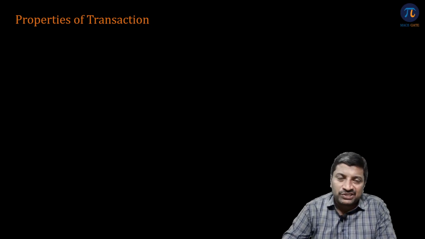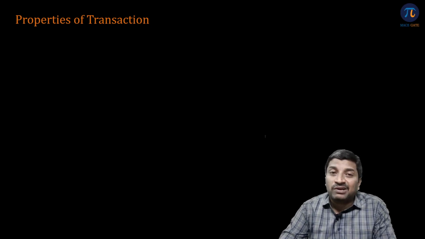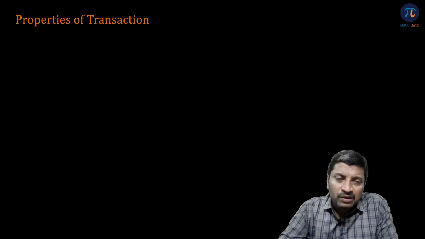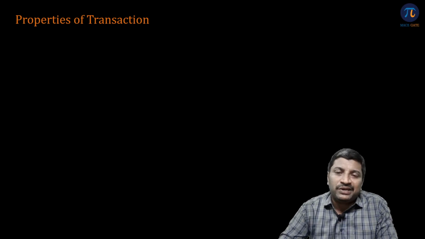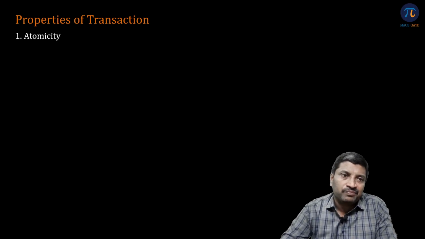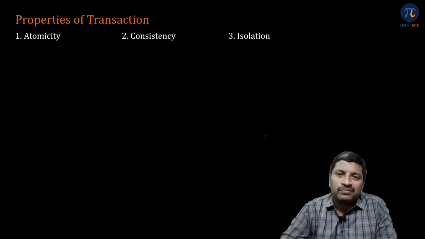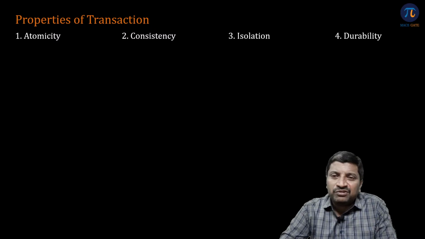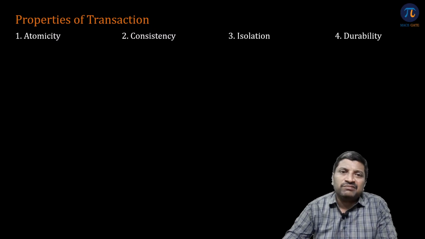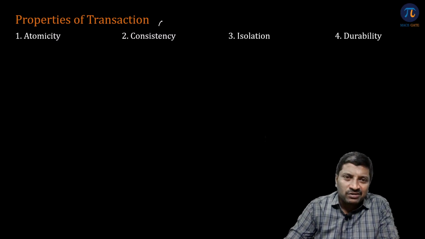Properties of transactions. What are the properties of transactions we must ensure when we are doing a transaction in the database? The first one, atomicity. The second one, consistency. The third one, isolation. And the fourth one, durability. These are the four properties. In short, people will say these are the properties of ACID.